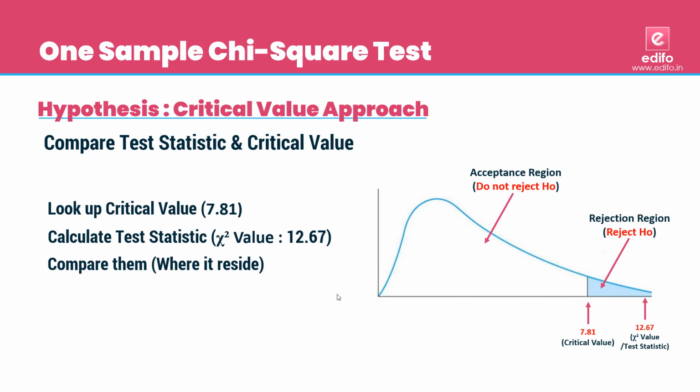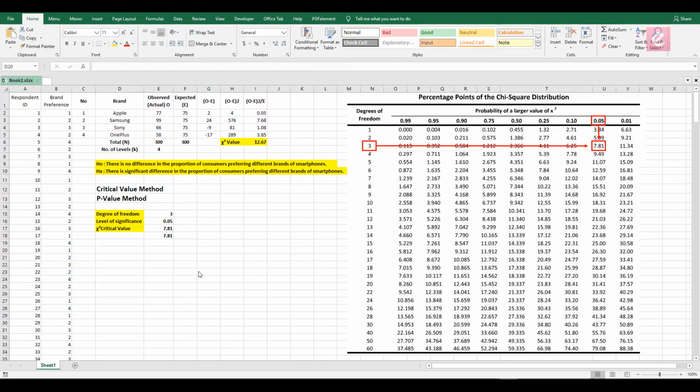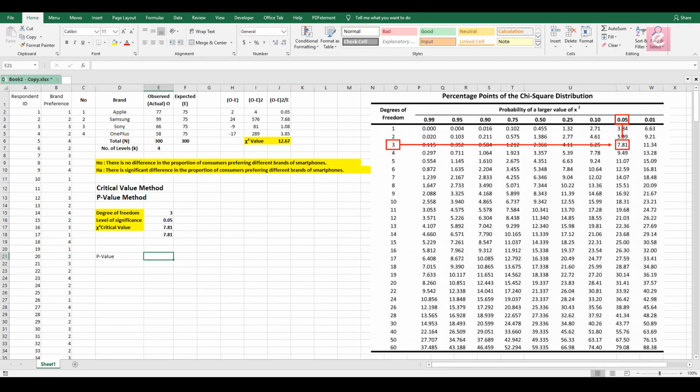Next, we are going to check how we can test the hypothesis using the P-value method. So just return to Excel, open the Excel sheet. We need to find out the p-value. What exactly is a p-value? P represents the probability. The p-value is the probability value. A p-value is used in hypothesis testing to help you support or reject the null hypothesis. The p-value is the evidence against the null hypothesis. The smaller the p-value, the stronger the evidence that you should reject the null hypothesis.